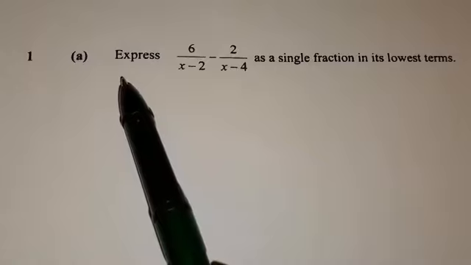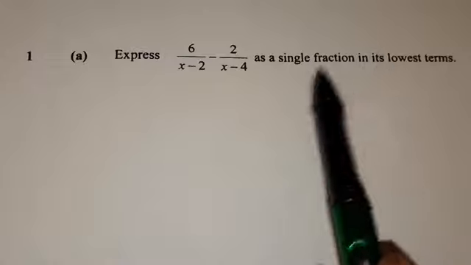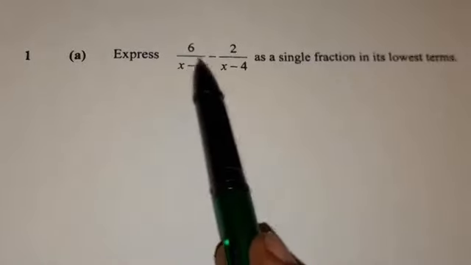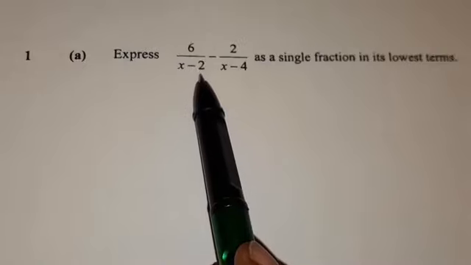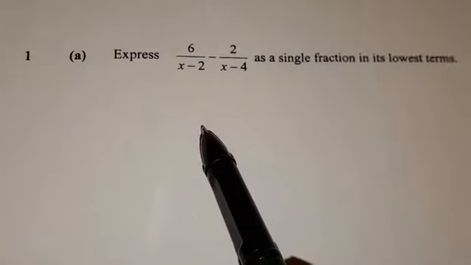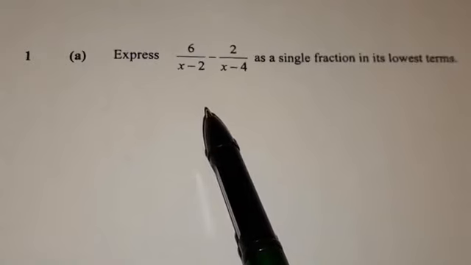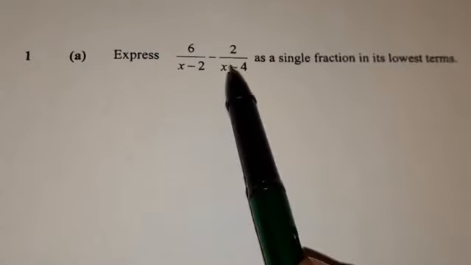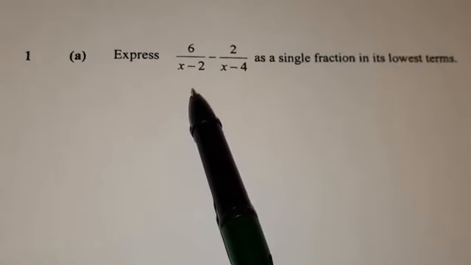Alright, so the first question, part A, said, express this as a single fraction in its lowest terms. When you look at this expression, it's made up of two fractions, and these two fractions are subtracting. What you have to know is that you cannot add or subtract fractions unless those fractions have the same denominator. When you look at these two fractions, they have different denominators.